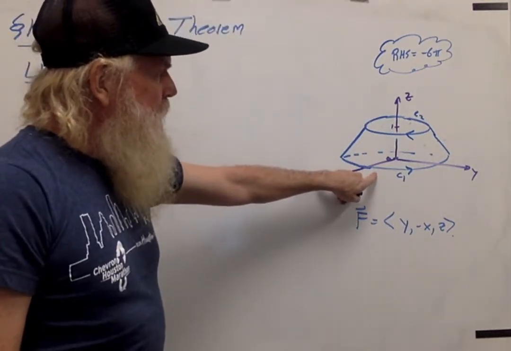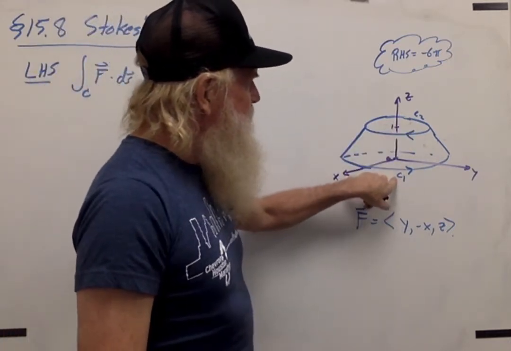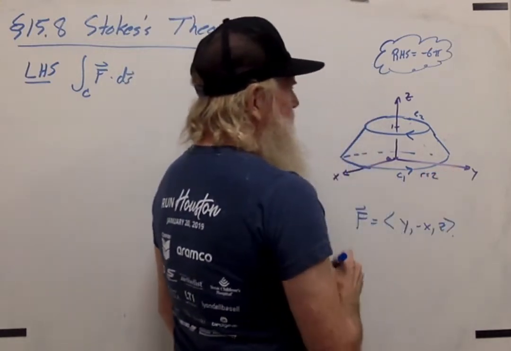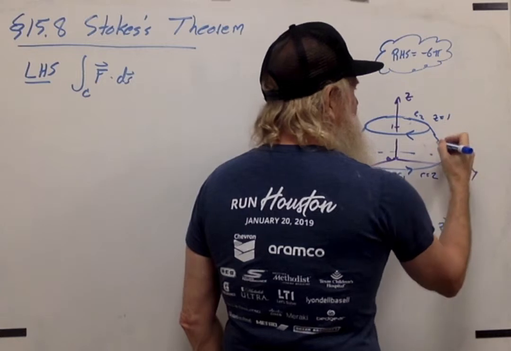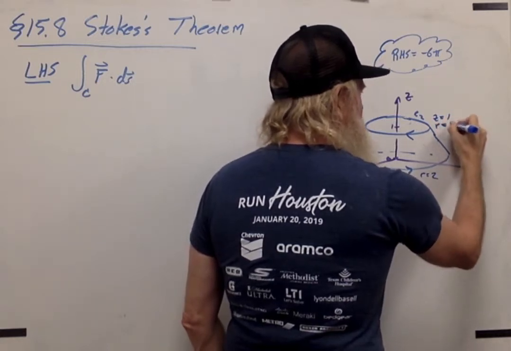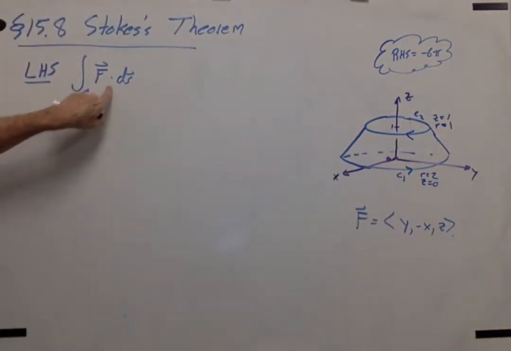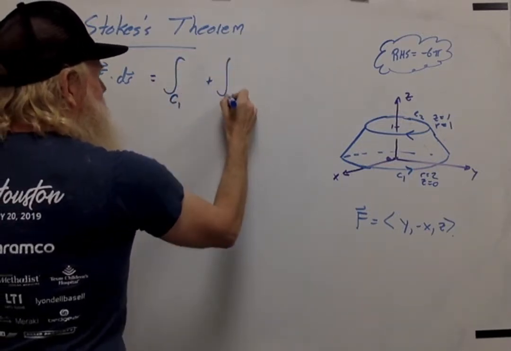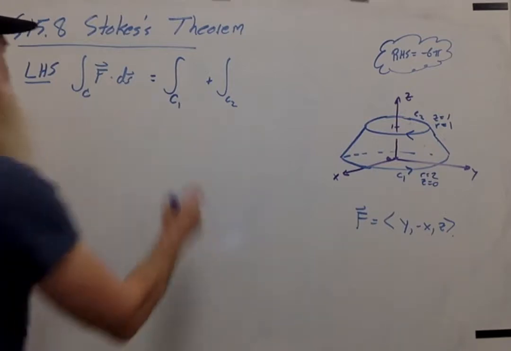Remember that the boundary of the surface S is made up of two curves, C1 and C2. C1 is this circle down in the xy plane, which we found in the previous video to have a radius of 2. And C2 is the curve in the plane z equals 1, and we found that that curve had a radius of 1. So the integral around C of F dot ds will be the integral along C1 plus the integral along C2 of F dot ds. So let's parameterize each of the curves separately, calculate the integrals, and then add them together.